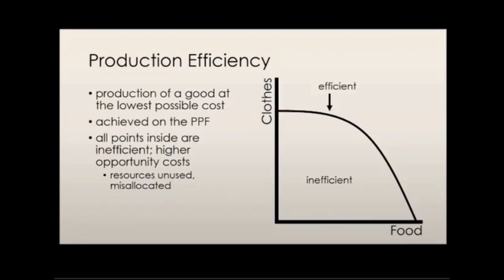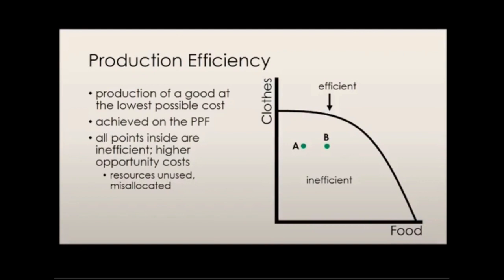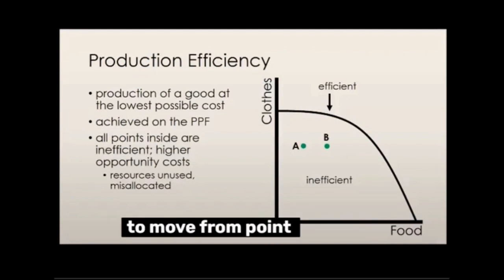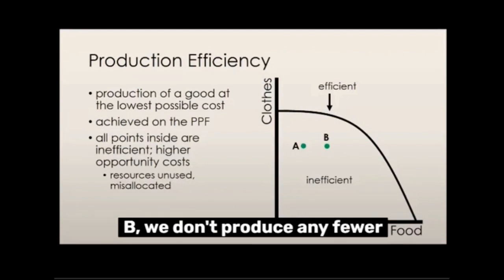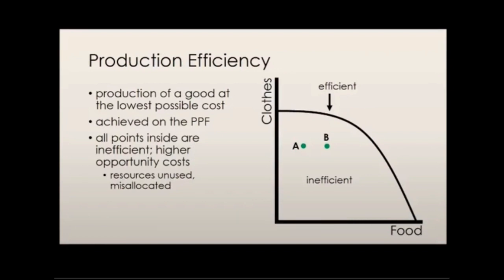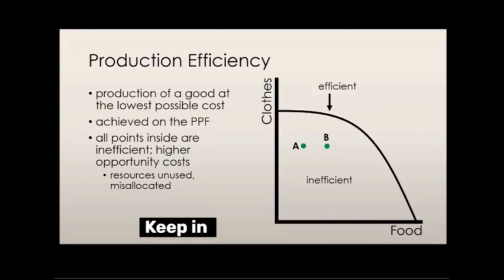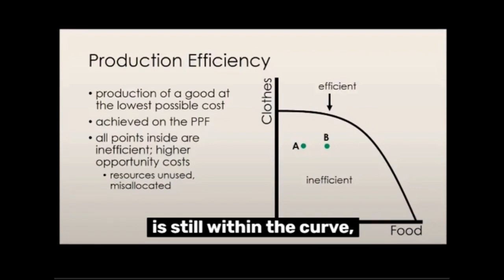Let's think about it logically. We can move from point A to point B. This makes sense because both points are inside the production possibilities curve. You will notice, though, that to move from point A to point B, we don't produce any fewer clothes than we did before, but we are able to produce more food. This means that we had extra resources that we weren't using before. Resource use wasn't efficient because all our resources weren't being used. Thus, we couldn't have had productive efficiency at point A.